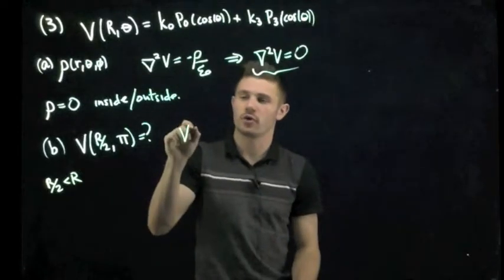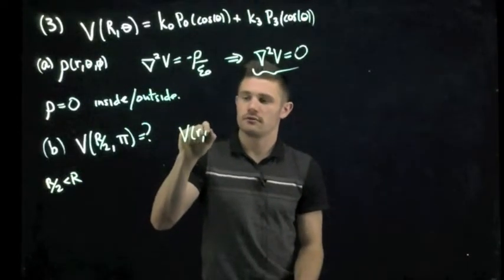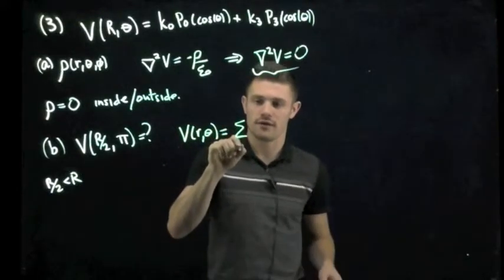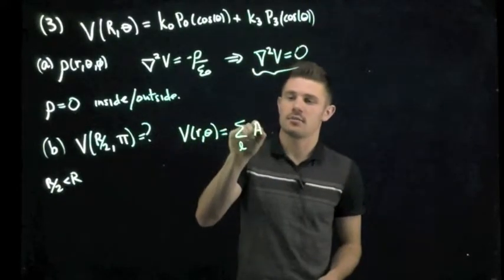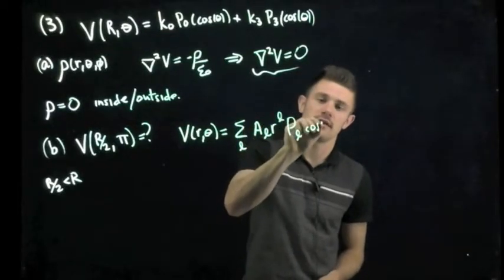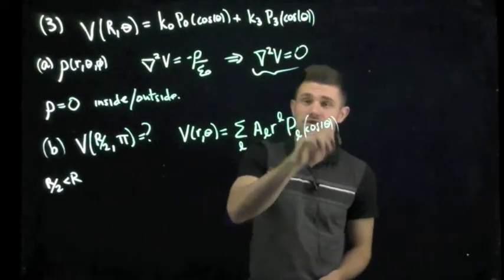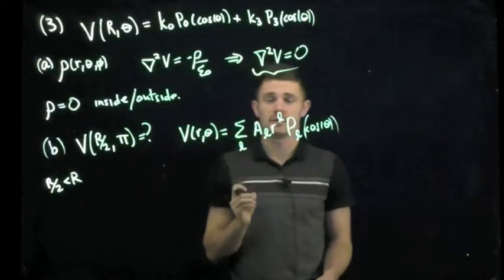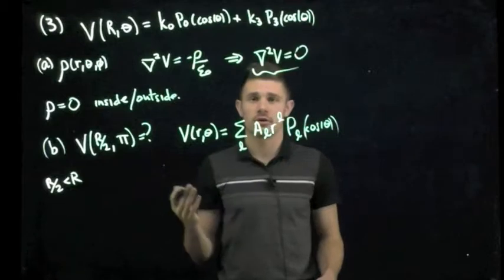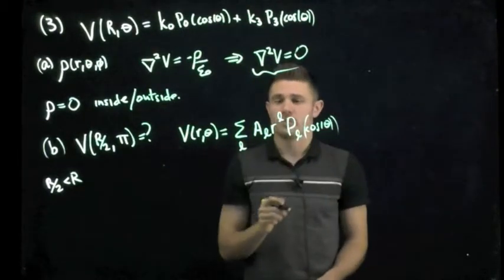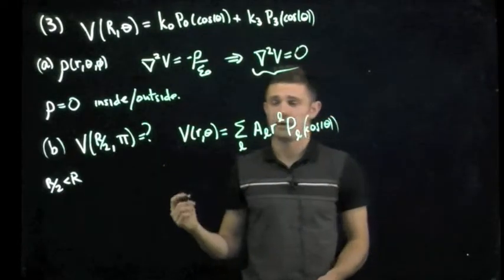which means that we can take our general form of the potential for inside the sphere, which is the sum over all L of a sub L r to the power of L P_L cosine theta, where again this is just a general form of the potential in spherical coordinates inside of a sphere, with a sub L being our coefficient, r to the power of L, and P_L is a Legendre polynomial, and it's a sum over all terms of L.